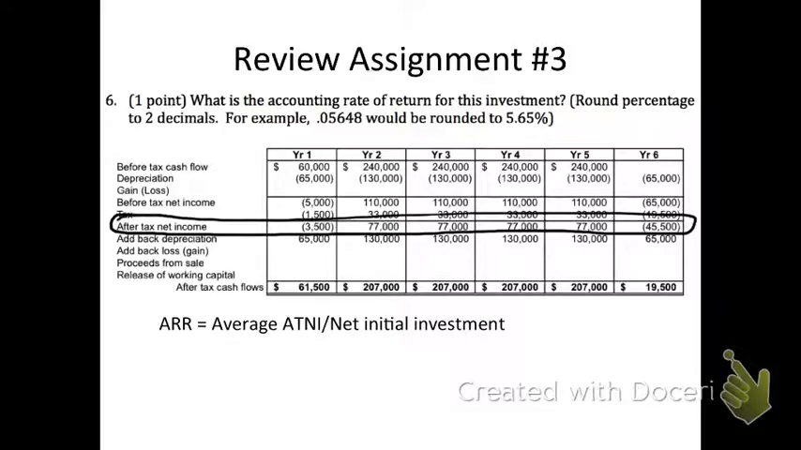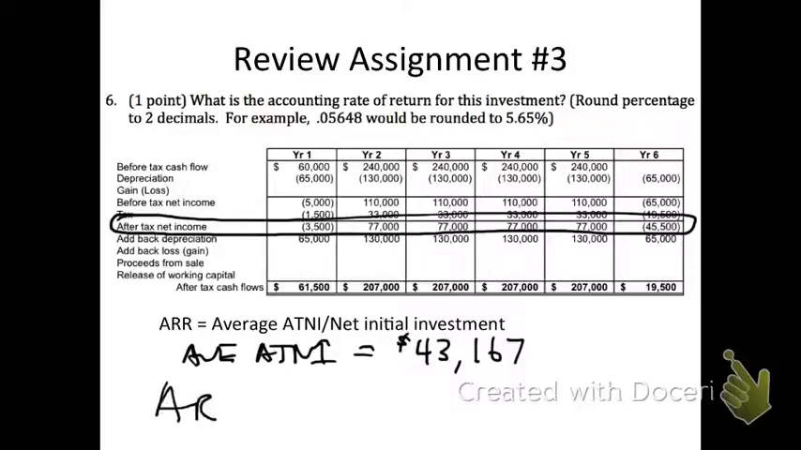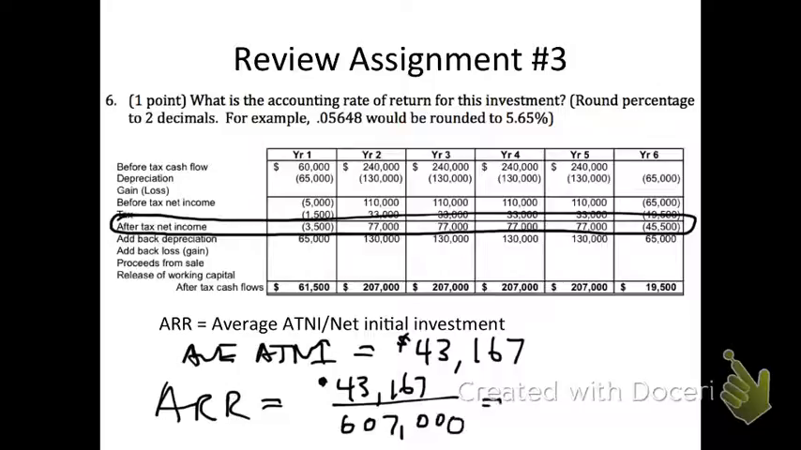So if I average that, what I end up getting is my average after-tax net income is equal to $43,167. And so my accounting rate of return is that $43,167 divided by the $607,000 net initial investment, and you get 7.11%.